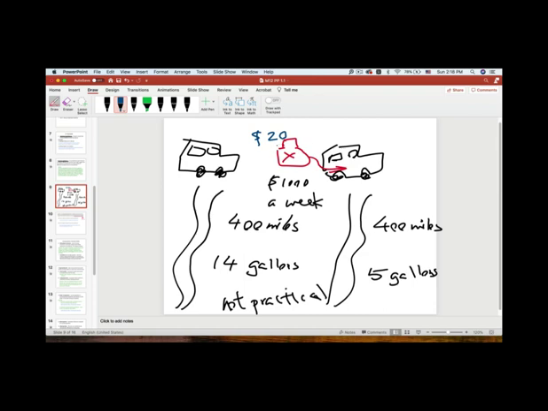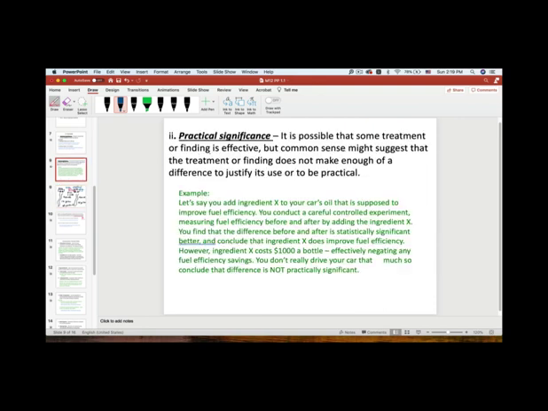Again, the finding is effective. It fulfills the first requirement. And also, it is practical, right? So if the X ingredient is selling for $20 right now, then we could say the conclusion: this is practical significance. Okay, one more time. If they sell it for $1,000, it's not practical. Then $20, this is practical. Practical significance.